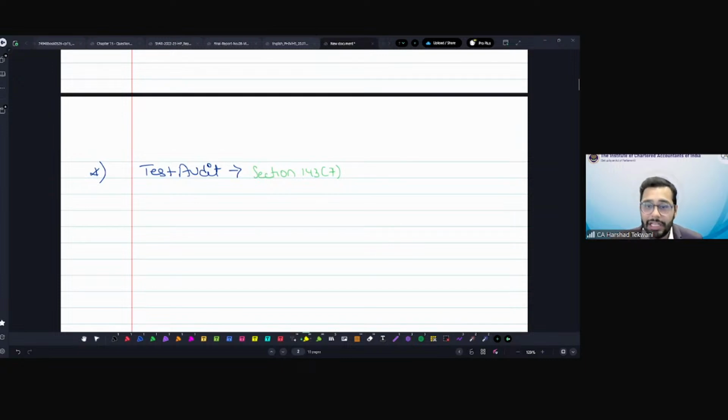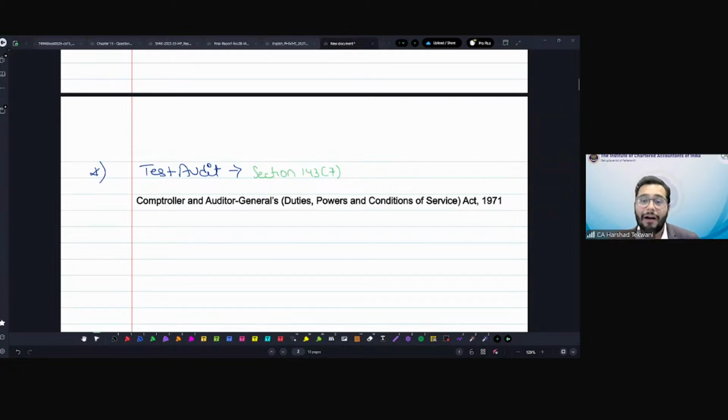Now, what is the C&AG DPC Act? Okay, I'll tell you. Basically, it is nothing but the Comptroller and Audit General's Duties, Powers and Conditions of Service Act. Now this act specifies the duties and powers of C&AG, and one of the powers of C&AG is the audit of government companies, which is given under section 19.